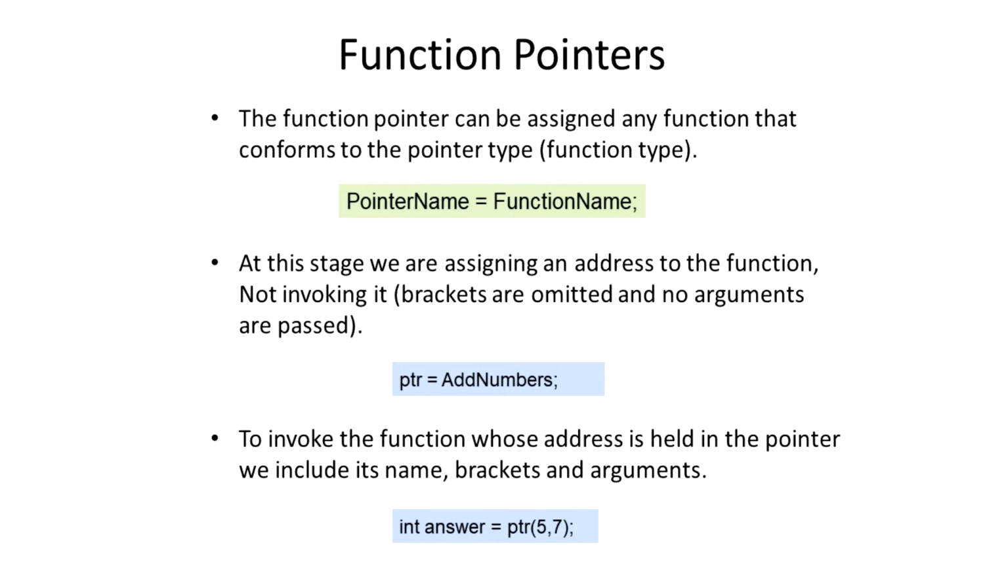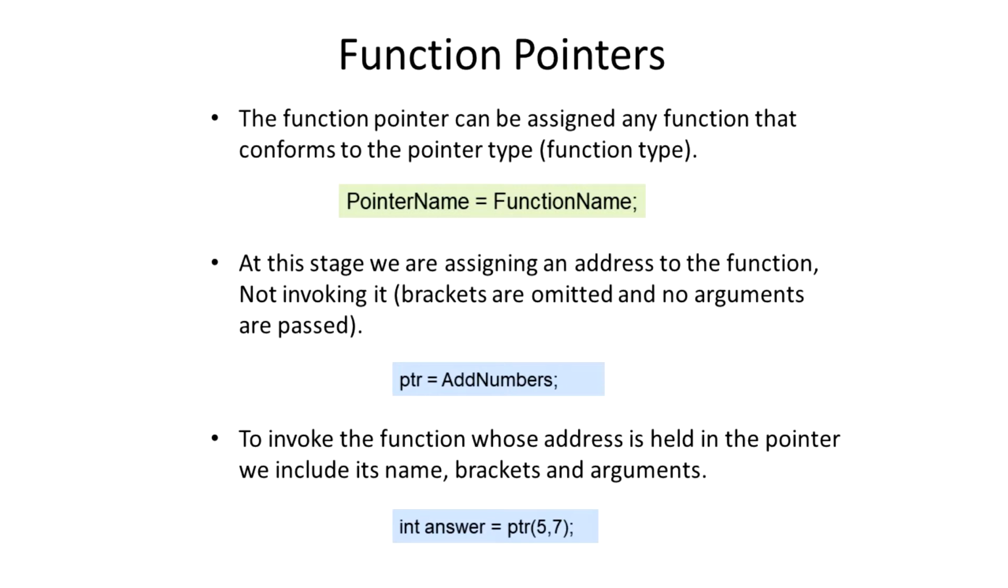And if we look down at the next box, the blue box in the middle of the slide, we see an example here where we've got a function called addNumbers, and we want to assign that address that the function name itself points to our pointer. So we want our pointer to point towards the same address that addNumbers points to. So notice there that we've done that.